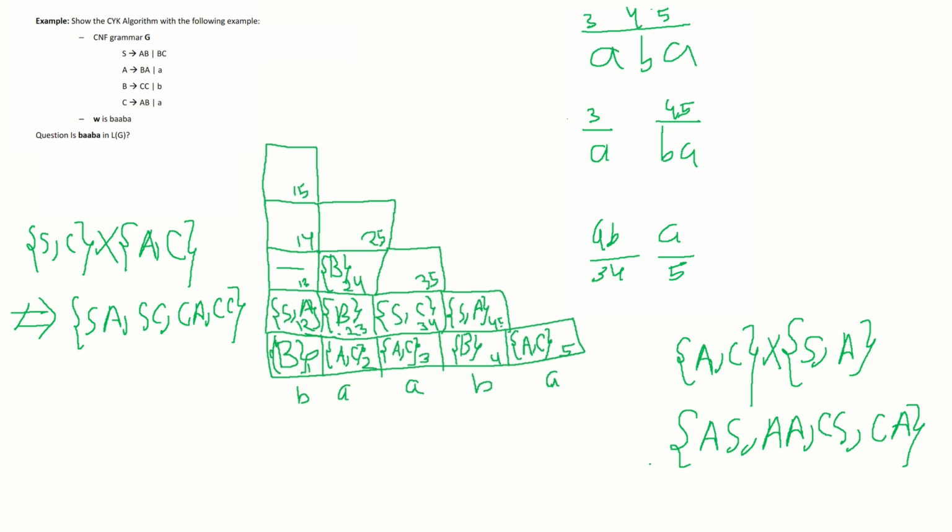Now we need to check whether these productions are in our grammar or not. So we don't have any AS. So this is crossed out. AA, we don't have it either. So crossed out. CS, we don't have this.